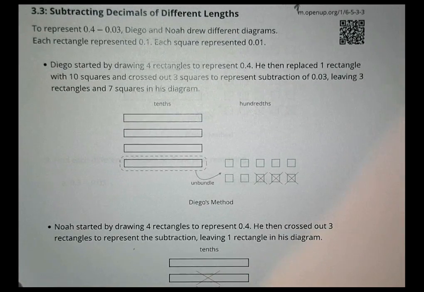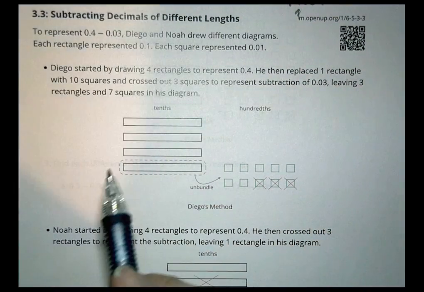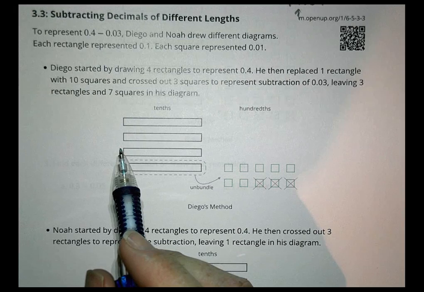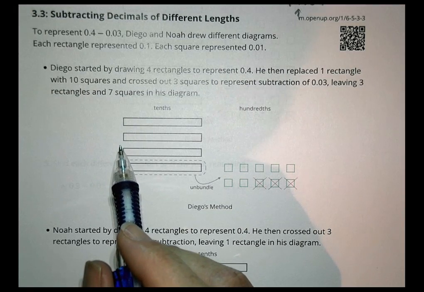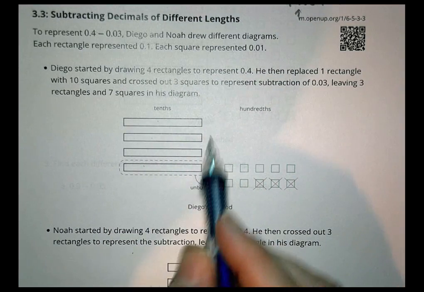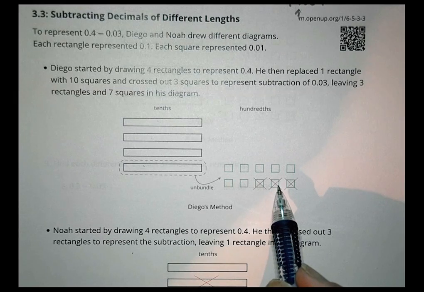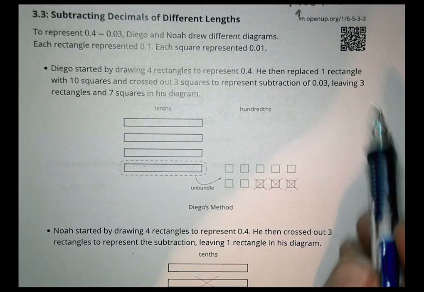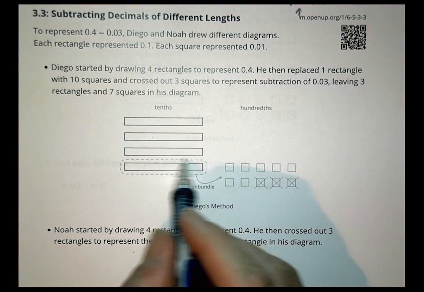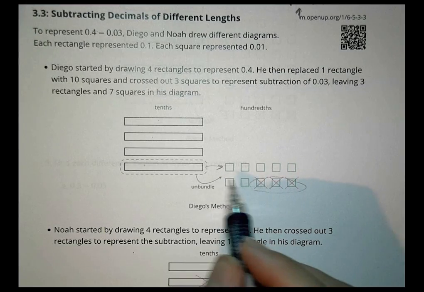Okay. Number 3 says, to represent 0.4 minus 0.03, or 4/10 minus 3/100, Diego and Noah drew different diagrams. Each triangle represented 1/10, each square 1/100th. And here we go. Diego started by drawing 4 rectangles to represent 4/10. Got it? So 1, 2, 3, 4. He then replaced one rectangle with 10 squares, and then crossed out 3 squares to represent subtraction of 3/100, leaving 3 rectangles, 7 squares. Okay, cool. Does that make sense? He's taking one of these bundles and unbundling it, turning it into that, and then subtracting. He couldn't do that first, he had to unbundle it first.